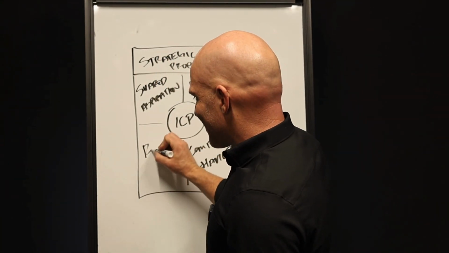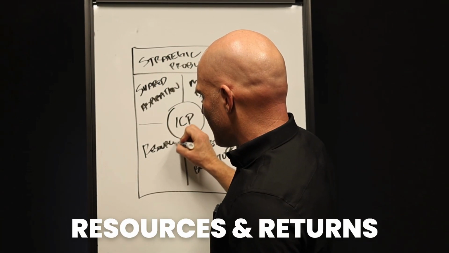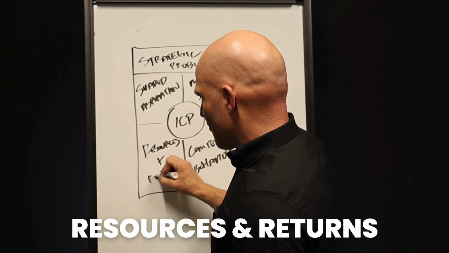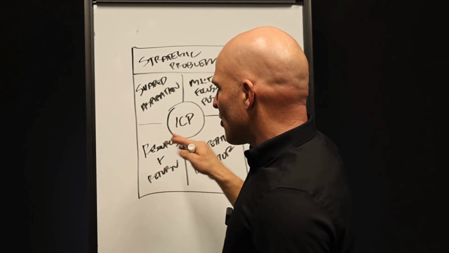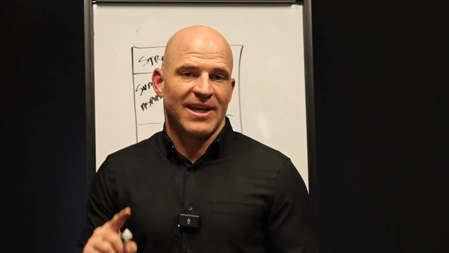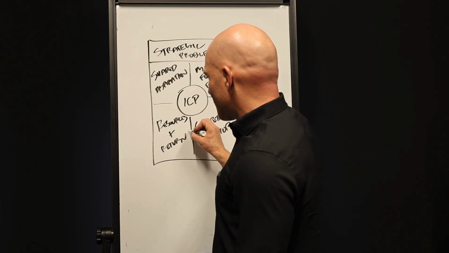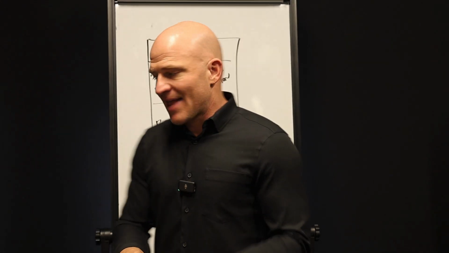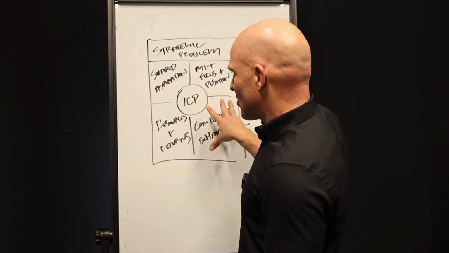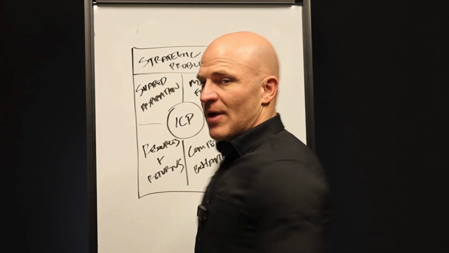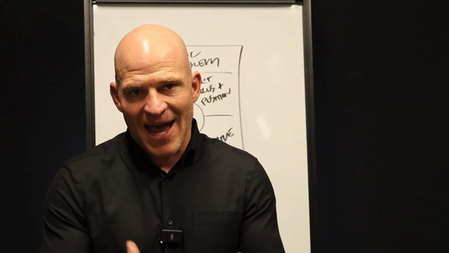And then finally, in this last box, we have resources and returns. This is where you'll decide what resources do you need to execute your strategy and what types of returns you can expect, specifically your return on invested capital and the cash flow based on this strategic option. This is the framework. So imagine you have this for your business.